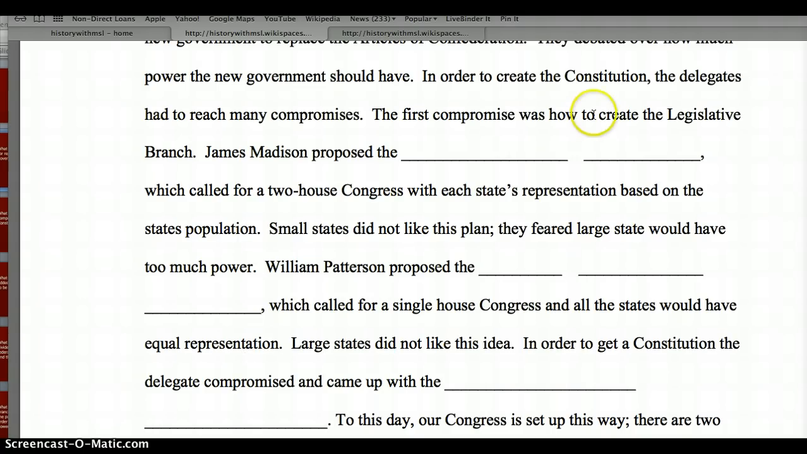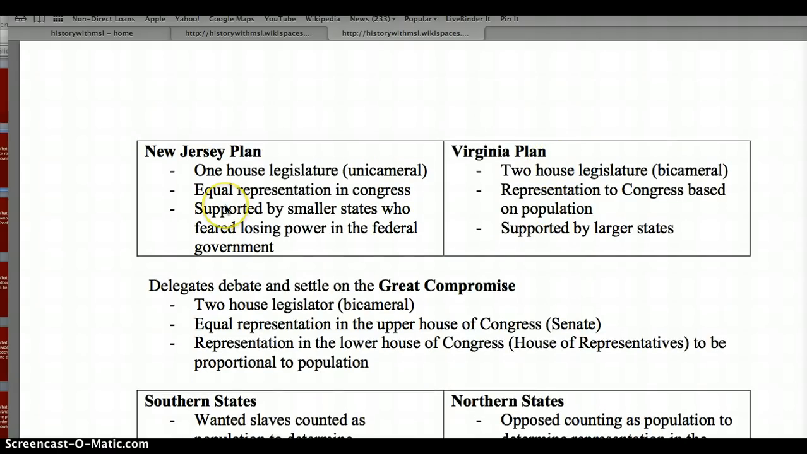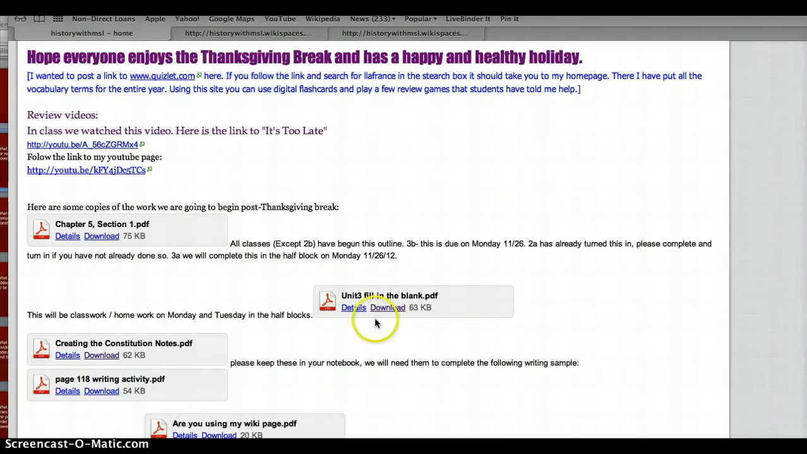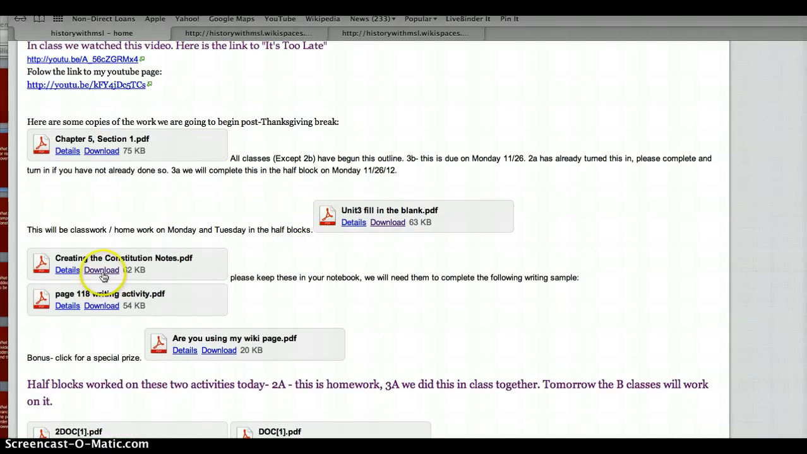If you don't want to use this to help you study, you could pull out these notes that I gave you that should be in your notebook. On this side, you have a chart about the New Jersey plan. And on this side, you have the Virginia plan. And then down here, you have the Great Compromise, which again will come up later. If you don't have these in your notebook with you, you can get them all from my wiki page. Here's the first one I went over, and here's the second one that I just went over.